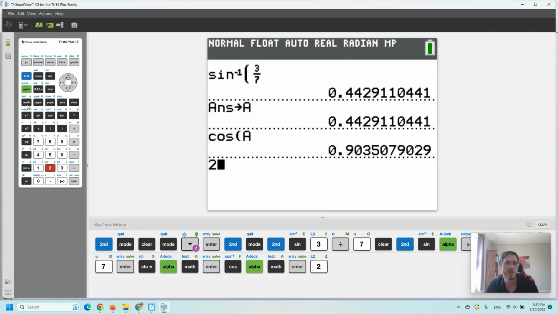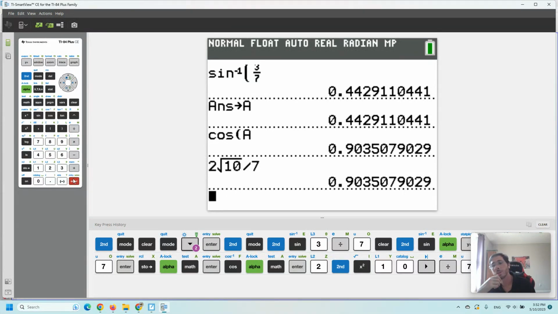If we do 2 radical 10 and then divide it by 7, we actually do get the right answer. So there is a way to check it. It's just very esoteric, I guess. It's not really worth your time. But you can do it if you are very paranoid.